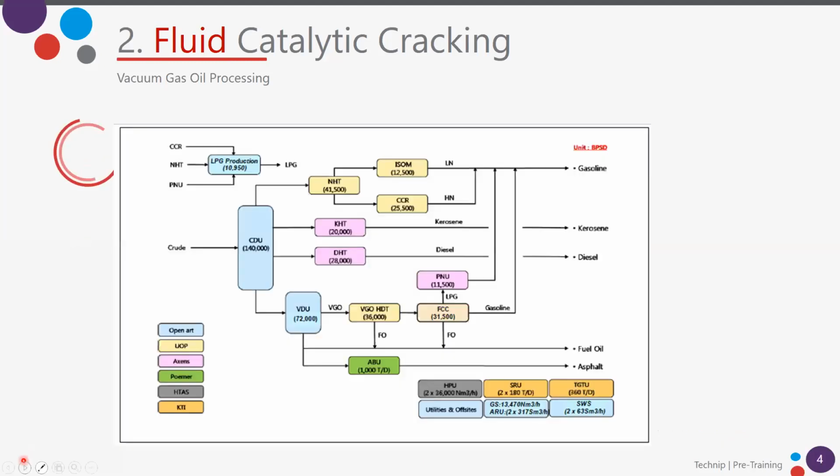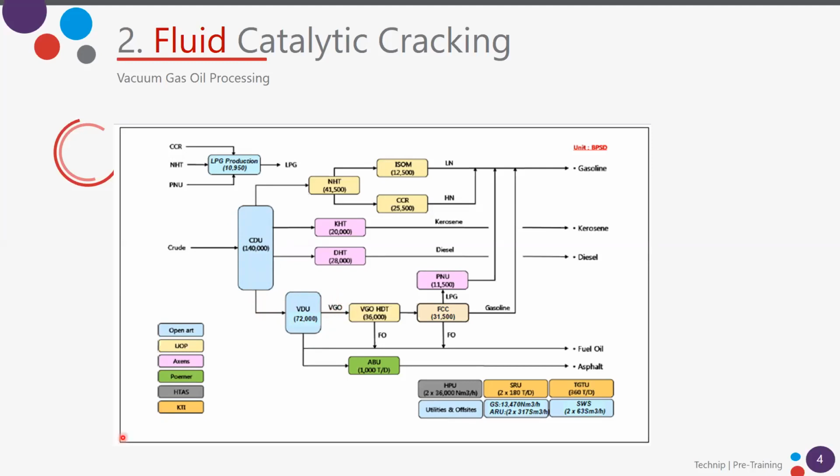So this is our scheme for the refinery. We have seen that we receive the crude oil, two classes of crude oil, the BASRAF and the MISRIF. We will process them in the atmospheric crude distillation unit, and then the bottom of this unit we will send to the vacuum distillation unit. From the vacuum distillation unit, we will get our VGO.